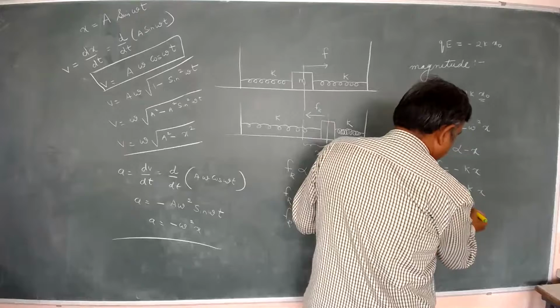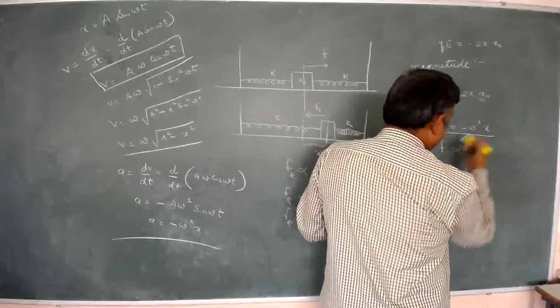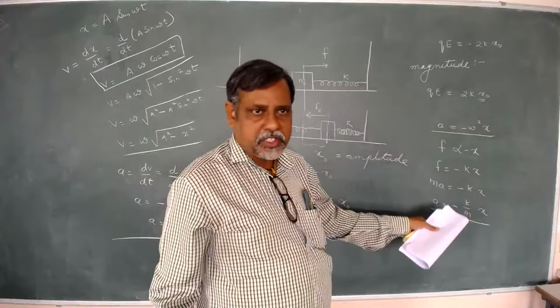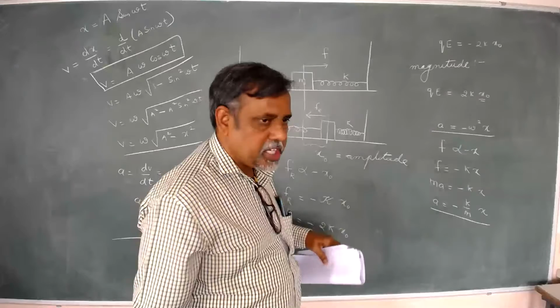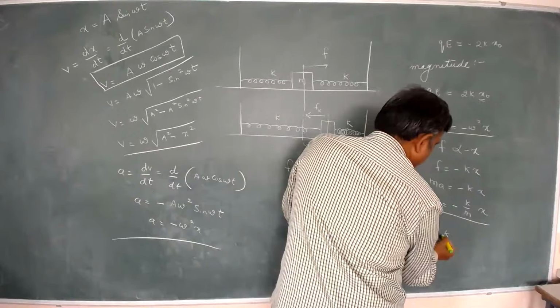This is the acceleration equation. This one is also an acceleration equation. This is in terms of the spring constant, and this is in terms of angular velocity. If you compare these two equations, what is there in the place of omega square? K by M. Am I correct? So omega square is equal to K by M.